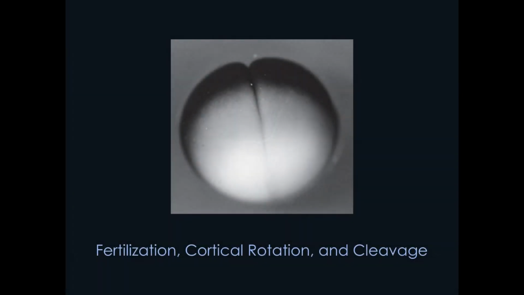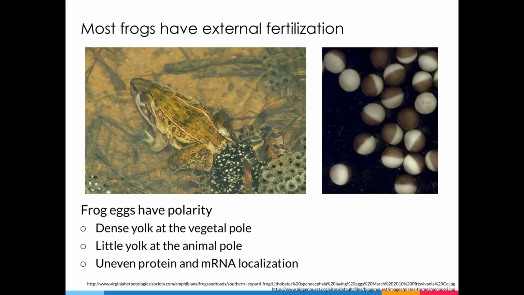Let's begin by looking at the process of fertilization as well as some of the mechanisms behind the specification of the different axes of the body and the process of cleavage. The majority of frogs have external fertilization in which the male fertilizes the eggs as the female lays them. It's worth noting that there are a few species of frog that use internal fertilization, and in that case the eggs are fertilized inside the female's body before they are released.